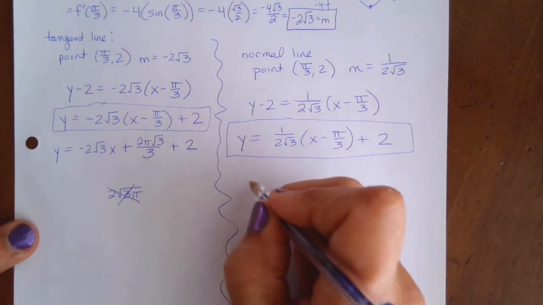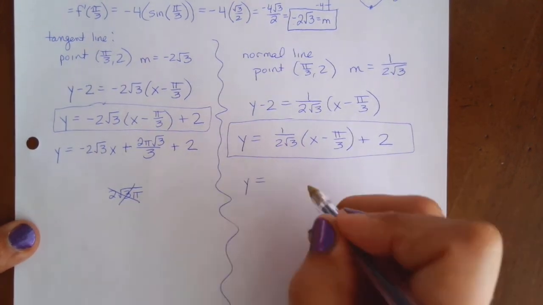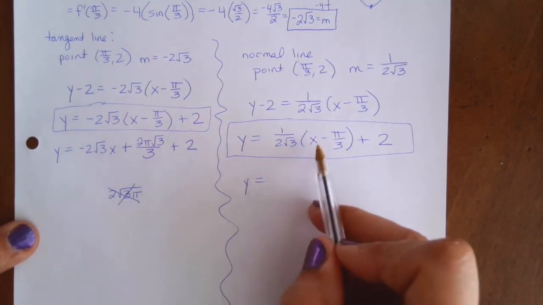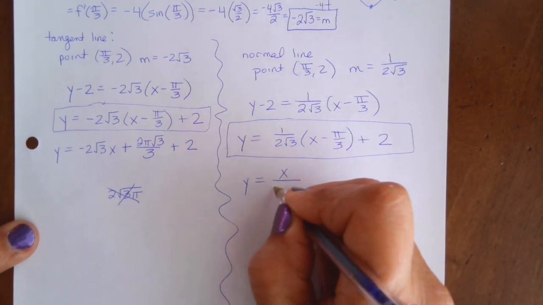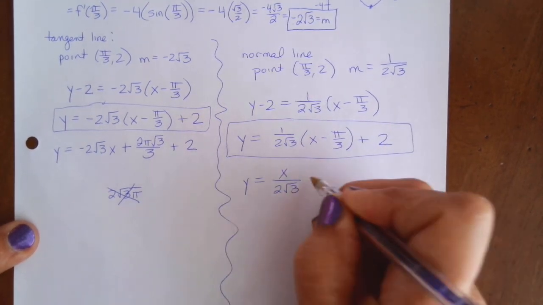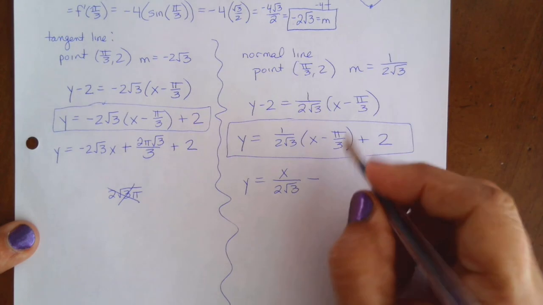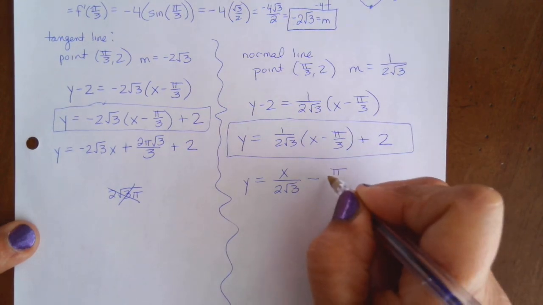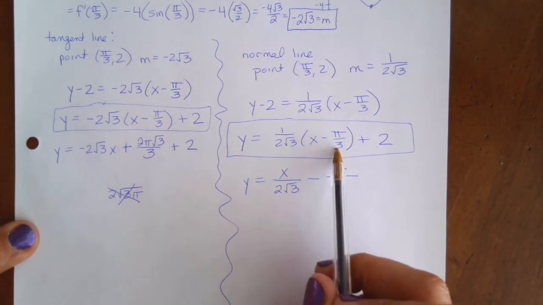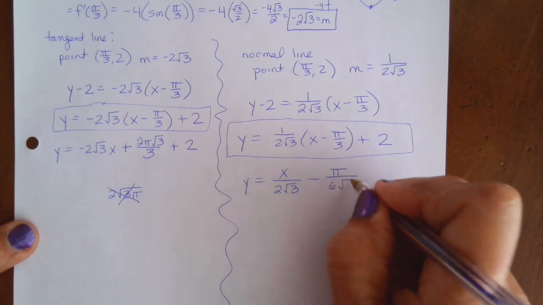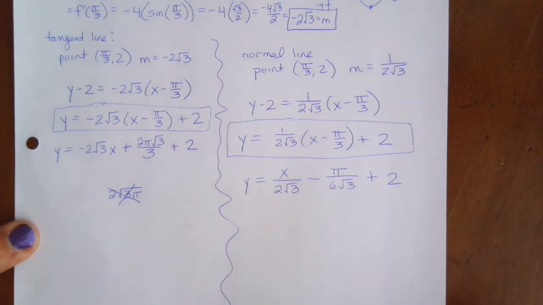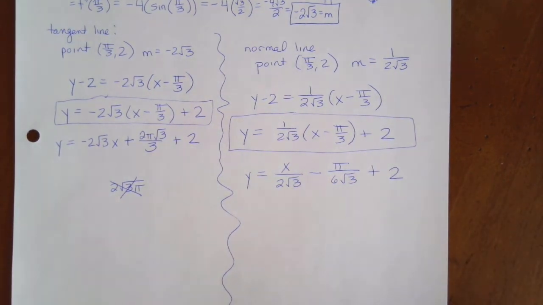If you multiplied it through, let's look at what that would look like. This would be 1 over 2 square root of 3 times x would be x over 2 square root of 3 minus, and then 1 times pi, pi would be in the top. And in the bottom, you multiply your numbers. So 2 times 3 is 6 square root of 3 plus 2. So if you wanted to multiply it out, that's what it would look like. Okay?